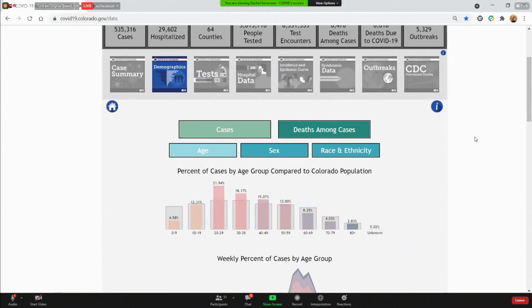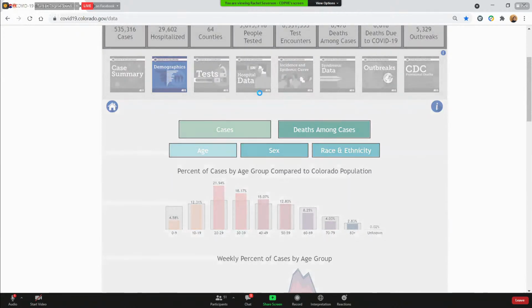The last section that I want to highlight here is our hospital data section. So fourth button from the left, I'll click on hospital data.